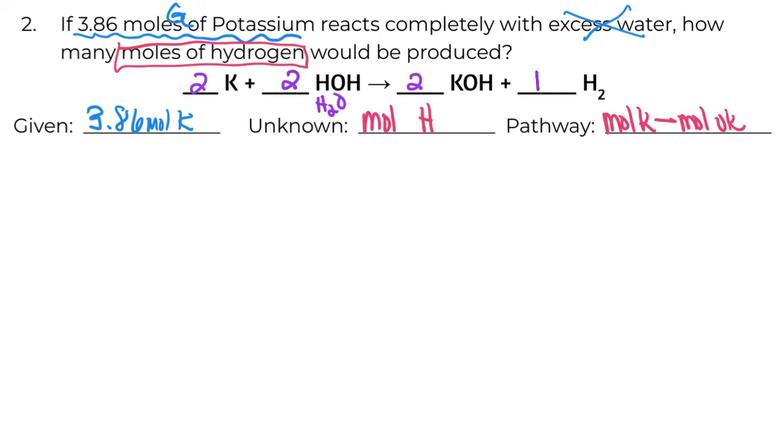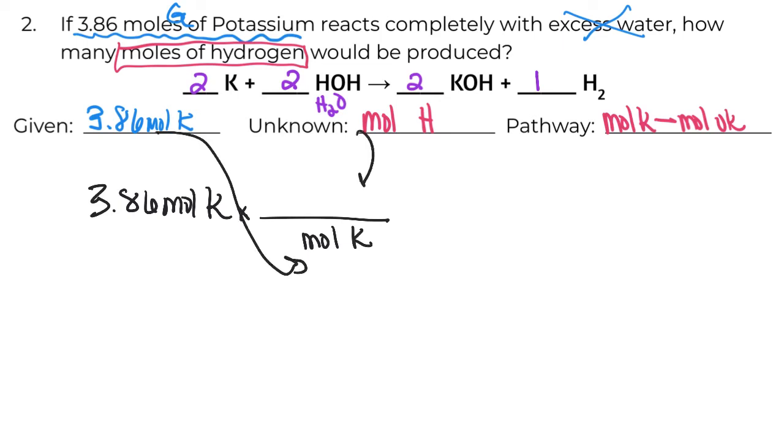So just like our stoichiometry problem before, we start with our 3.86 moles of our potassium, and we multiply that by our mole ratio. Now remember, our moles of our known go on the bottom, so that's our moles of our potassium. Our moles of our unknown go on the top, so that's our moles of H2. So I look at my coefficients. I see that there's a 2 on the potassium, so there should be a 2 here. I see that there's a 1 on the H2, so that 1 would come here.